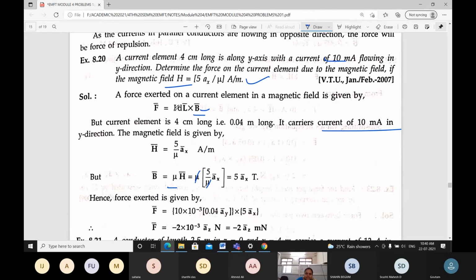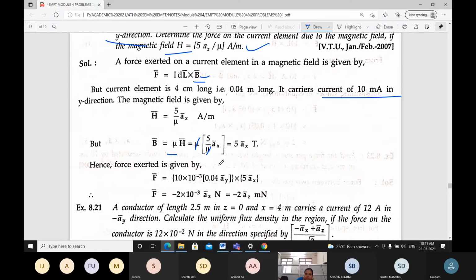I is what for us here? The current is 10 into 10 to the minus 3, milli. Then what is our dl? They already gave it. What is the separation? That is 0.04 AY, y direction. Observe that the separation is in the y direction. So 0.04 into AY, and B we got as 5 AX.